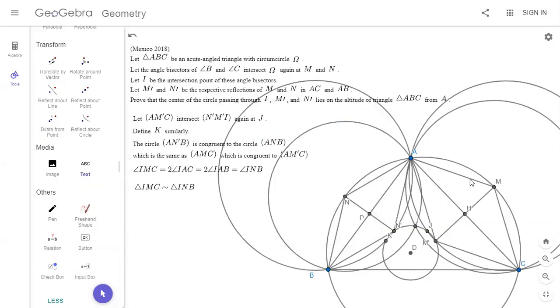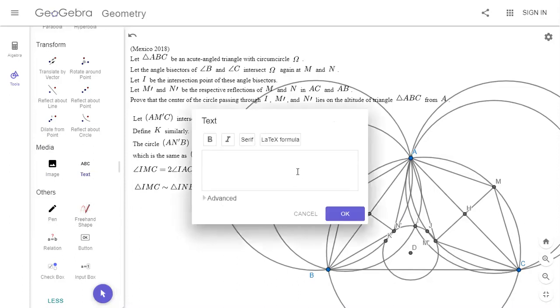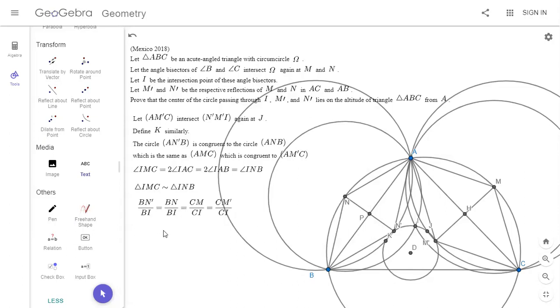So yeah, I'm just assuming the in-center, ex-center limit here. Maybe I'll write it out in the end. So we have Bn prime over Bi is equal to Bn over Bi, which is equal to Cm over Ci, which is equal to Cn prime over Ci. And then we could show that the angles between them are equal.